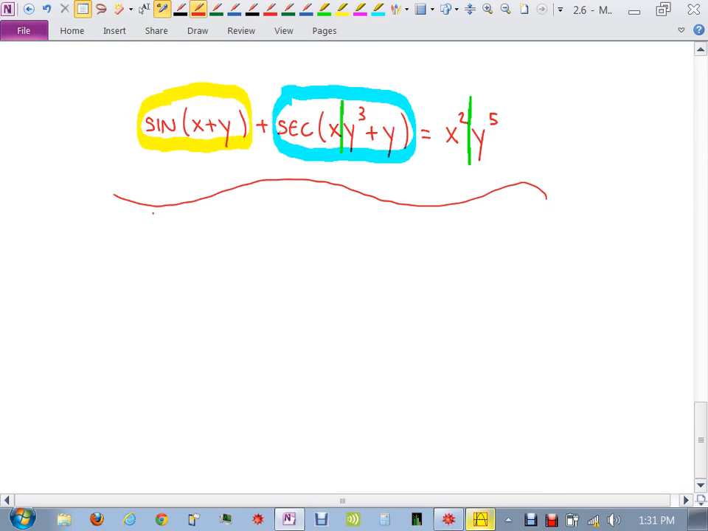Let's start with the sine. What's the derivative of sine of junk? Cosine junk. Chain rule says now times the derivative of what's inside. Careful. 1 plus y prime. That's it. Because it's a sum, right? All you have to do is take the derivative of each one. But it's because it's a sum and not a product. You follow? Okay, are we done with the sine one?